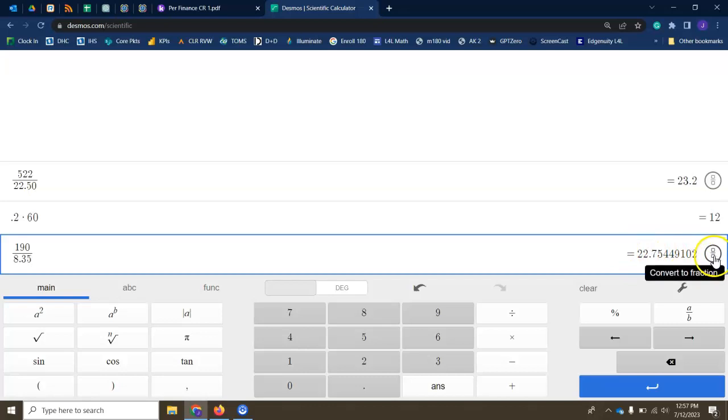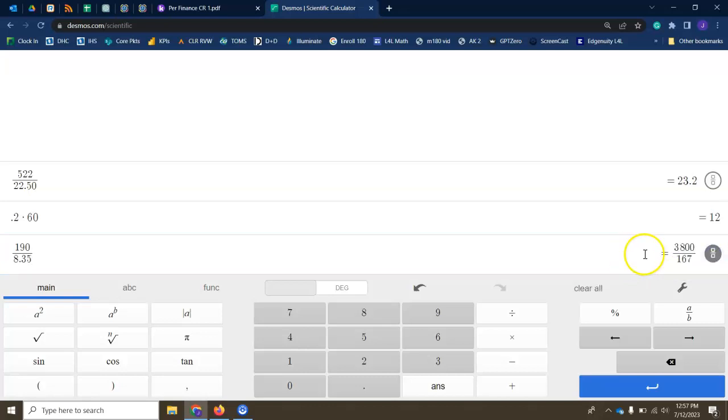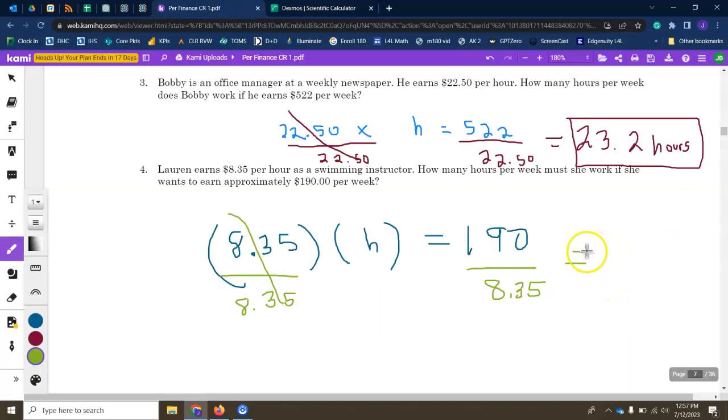If you hit this little convert to fraction button, we get something that's just really wonky, 3,800 over 167. So we're just going to round that to 22.75. Well, 22.75 is not correct. I apologize for the error. That's 22.75 hours.